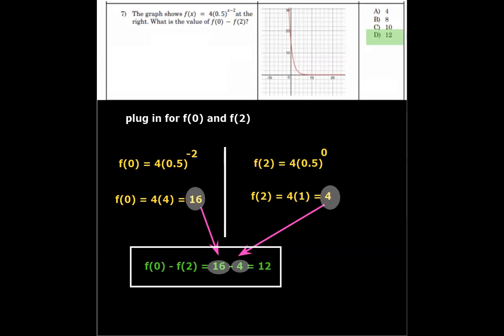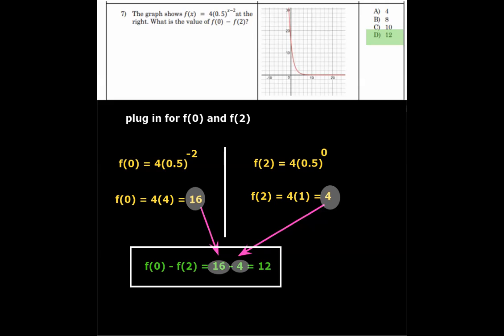Question 7. The graph shows 4 times one half to the x minus 2 at the right. What is the value of f of 0 minus f of 2? For this problem, plug in for x equals 0 and x equals 2. F of 0 is 4 times a half to the negative 2, which is 4 times 4, or 16.